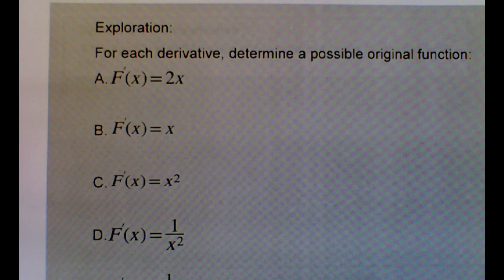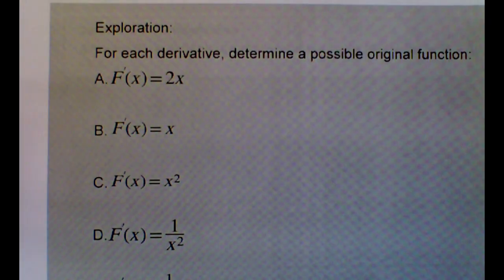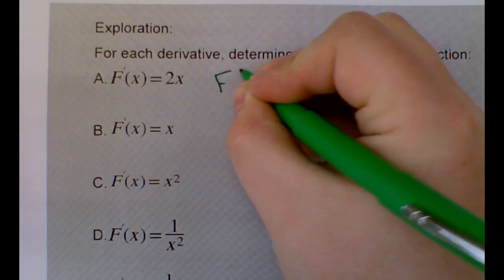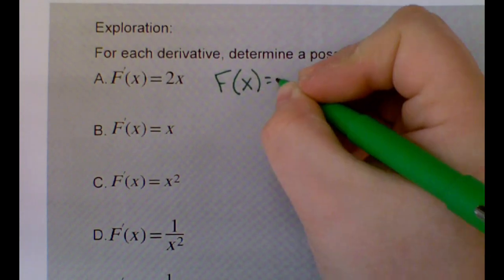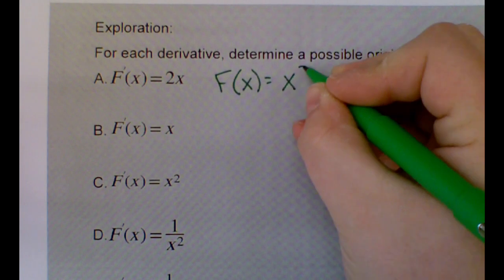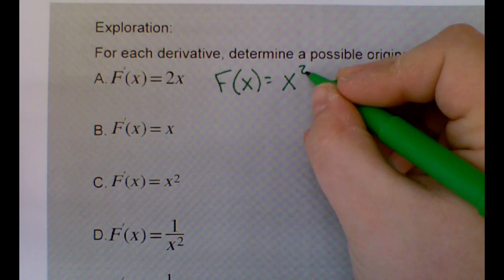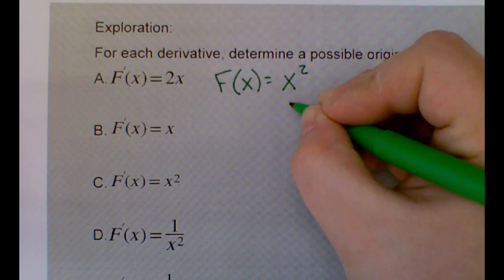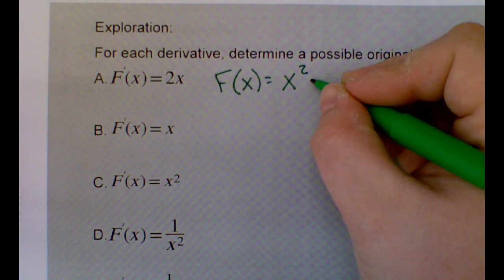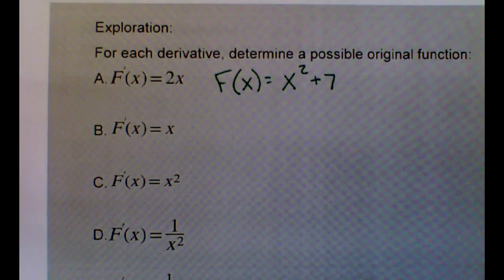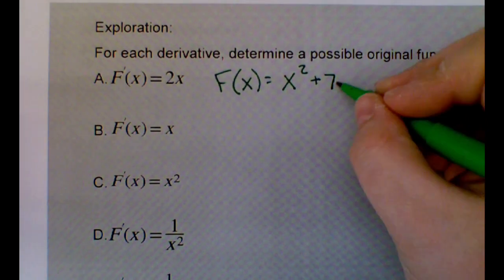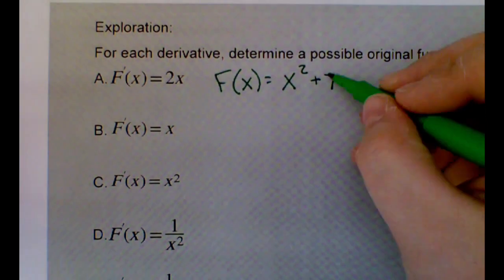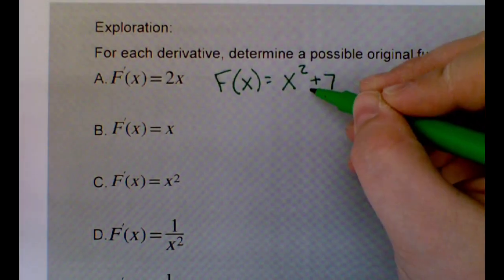So for this first one, if the derivative of the function was 2x, well then my original function, f of x, had to be something like x squared, because the 2 comes down in front and becomes 2x. But I could also have something added on the end, because the derivative of that 7 would be a 0. The derivative of this function is 2x.